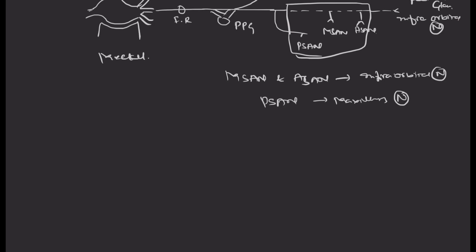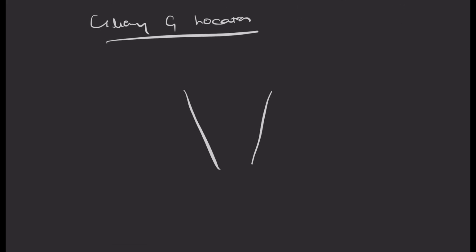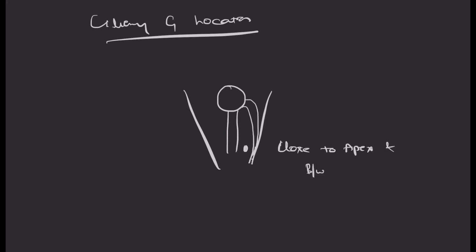Now coming to the location of the ciliary ganglion. Remember the location of the ciliary ganglion. If this is the orbital canal, and this is the orbit, this is the optic nerve, and this is the lateral rectus. It is present close to the apex, between the optic nerve and the lateral rectus muscle. This is the ciliary ganglion.